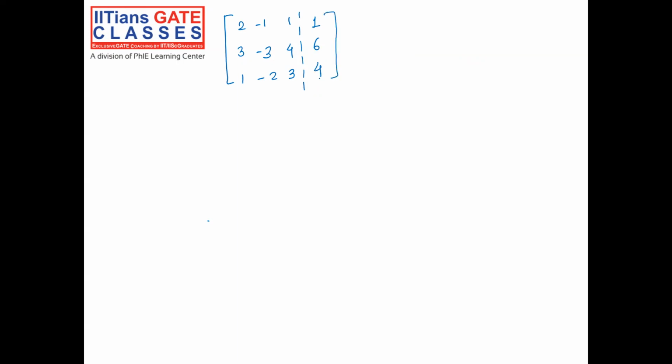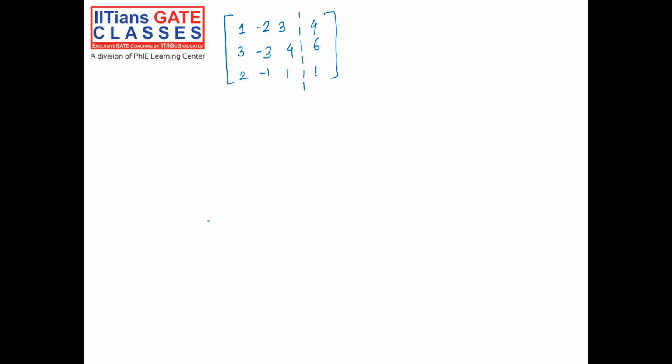In order to make it simpler, I would replace the first row with the third row, because it will be easy to perform the operation when we have the first element as 1. So let's rewrite this: 1 minus 2, 3, and then 4, then 2 minus 1, 1, 1.